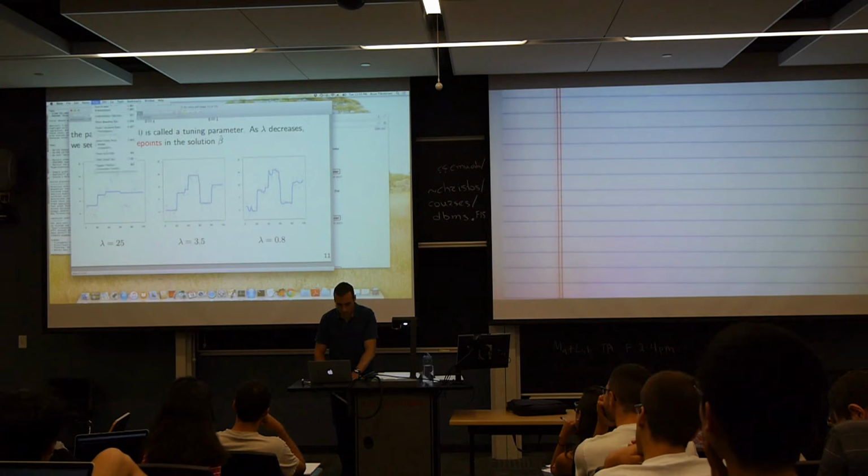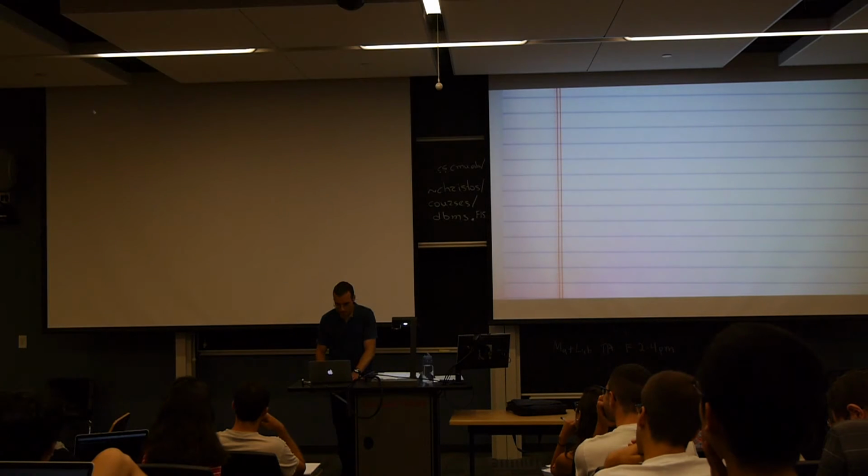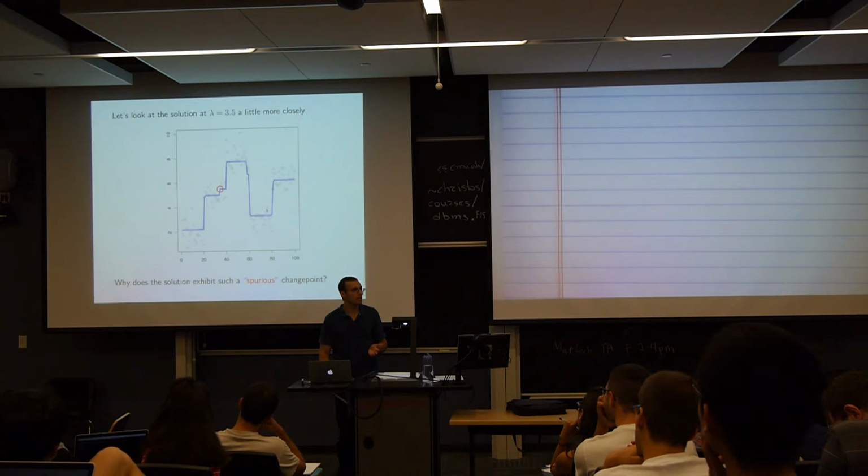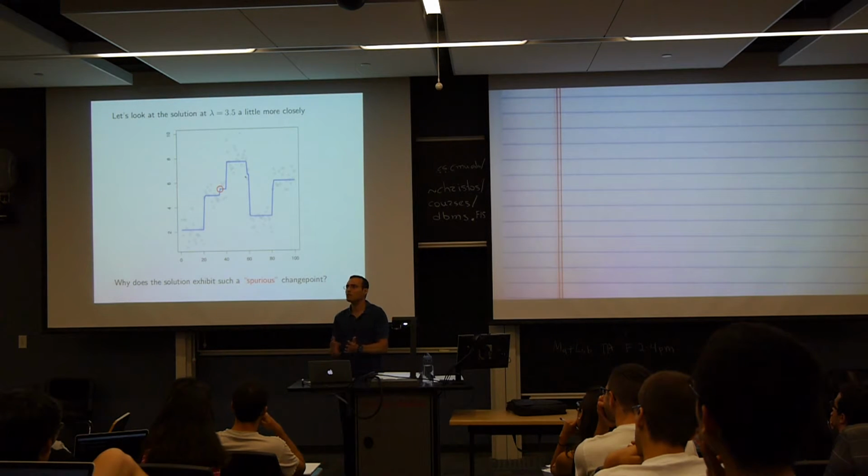One thing we're going to spend a second looking at is the solution when lambda is 3.5. Let's look at the solution a little bit more closely, and note that it actually has a spurious breakpoint, right? All of the breakpoints that appear in the solution here look more or less right, and if not, then they're very close. Like there's an extra breakpoint here if you look very carefully, but it looks more or less close to the one that should be there. This one doesn't. It looks like it's happening in the middle of a stretch of data that should be constant.